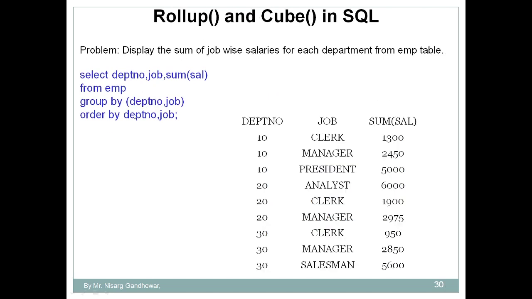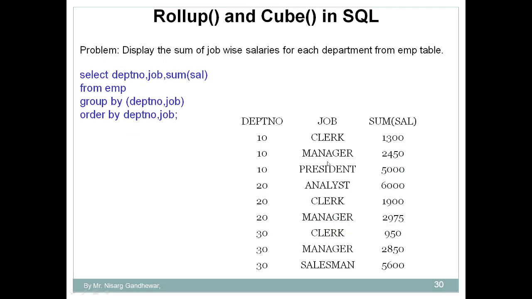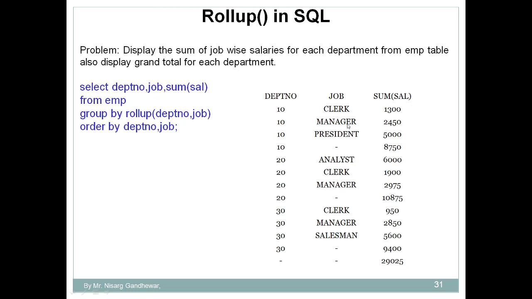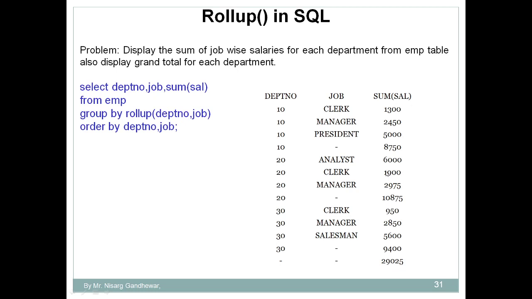So here only one change I have done over here. This query and this query are the same, only here I'm going to apply rollup function. As soon as I apply rollup function and execute this query, I will get such kind of output. Now what difference you observe between this output and this output? In this case after department number 10 there is no total, but here as I apply rollup function on this particular column, here you can find 8750. So this is a sum of all these three.